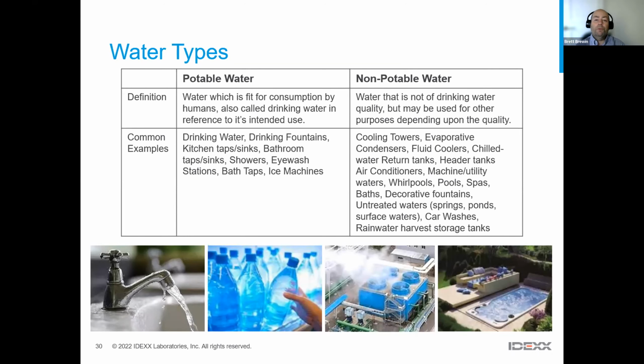So there's potable waters, so typically those waters that are fit for human consumption. That could include water that's coming out of your tap or a water fountain, but also showers, bath taps, eye wash stations, ice machines. And then we have non-potable waters, so those that are not typically going to be consumed, and that can be anything from cooling towers, fluid coolers, air conditioners, decorative fountains.